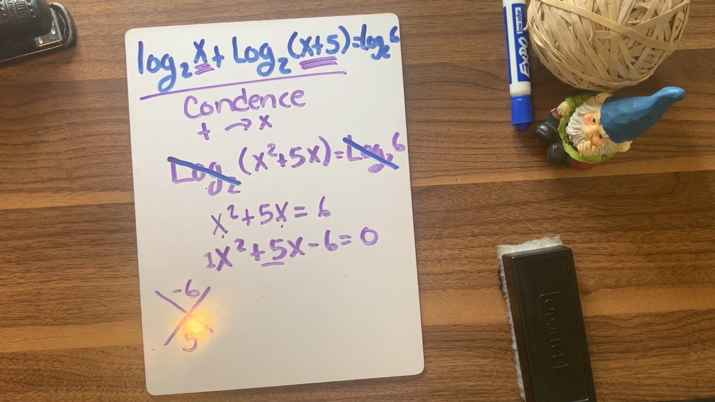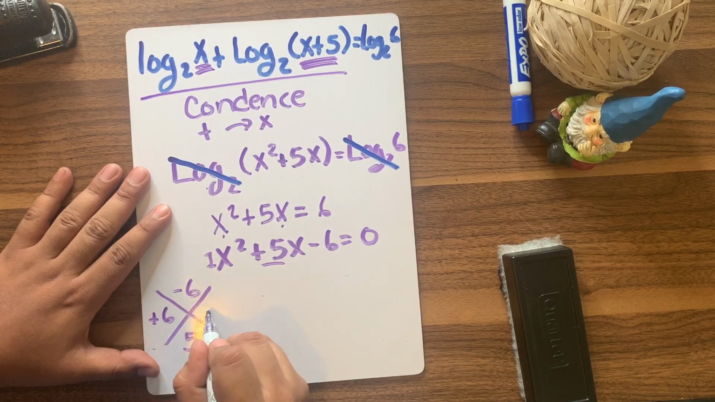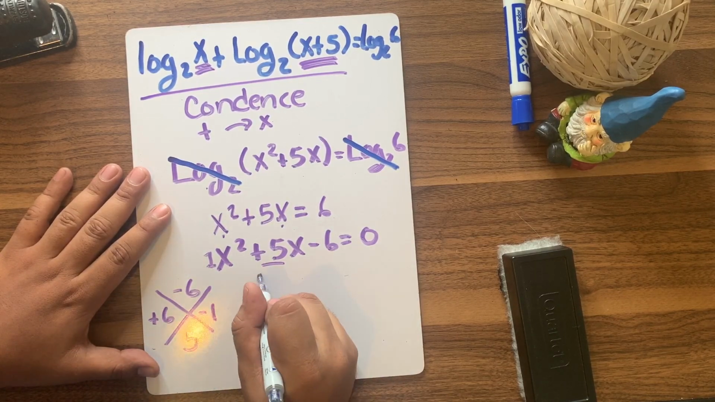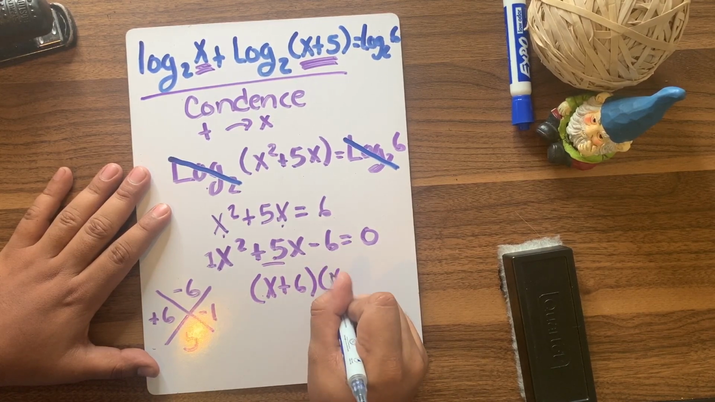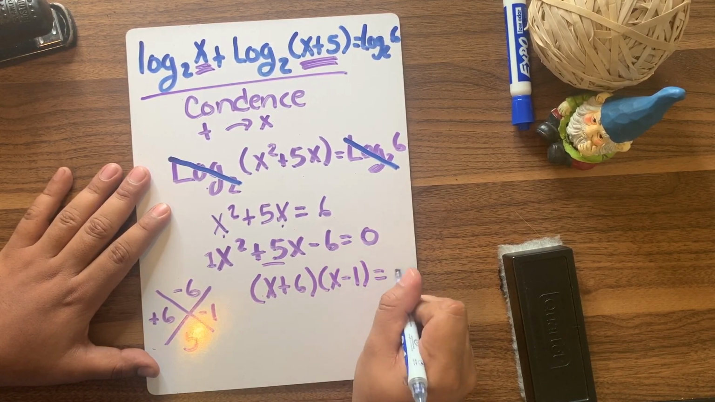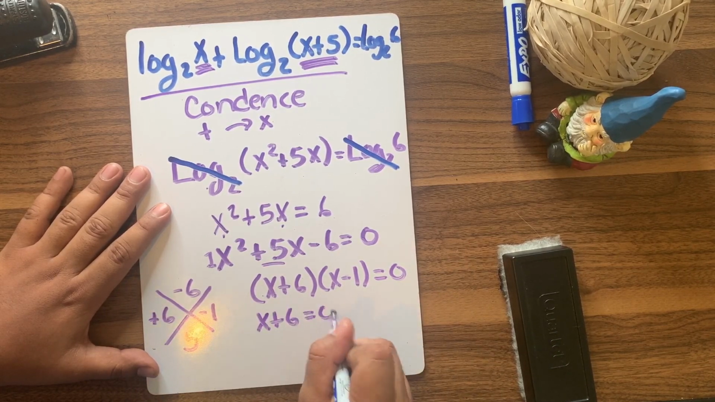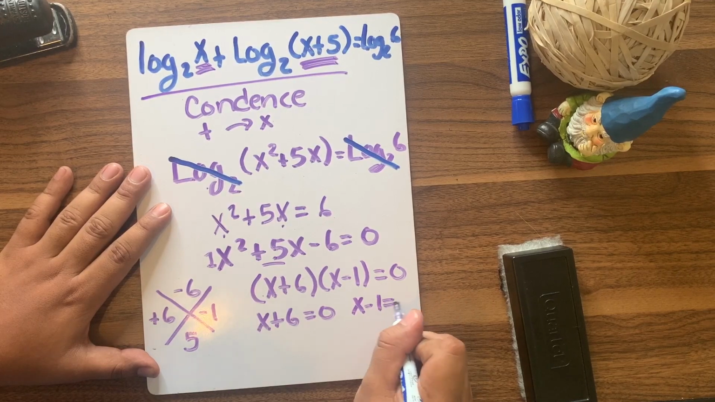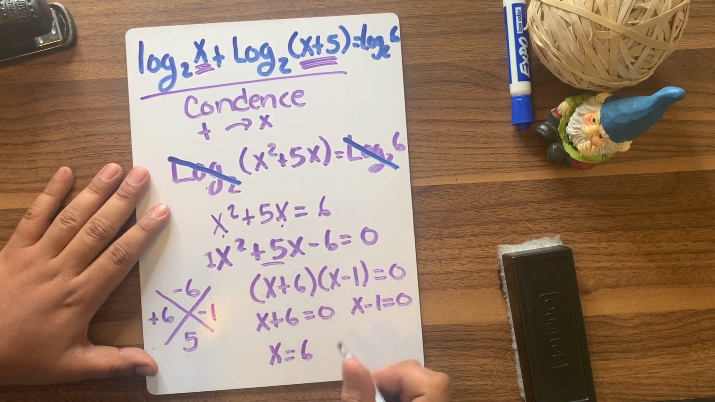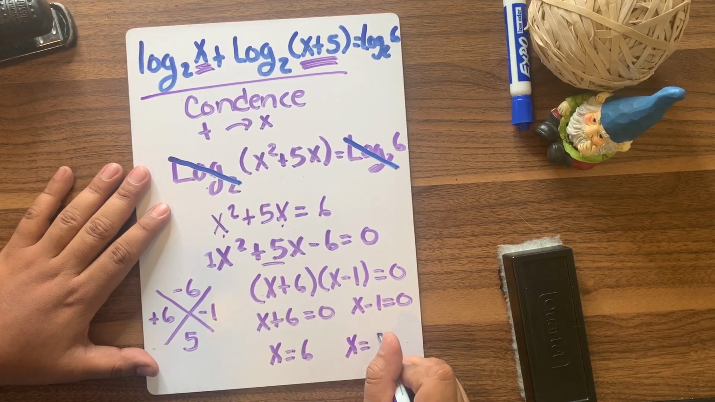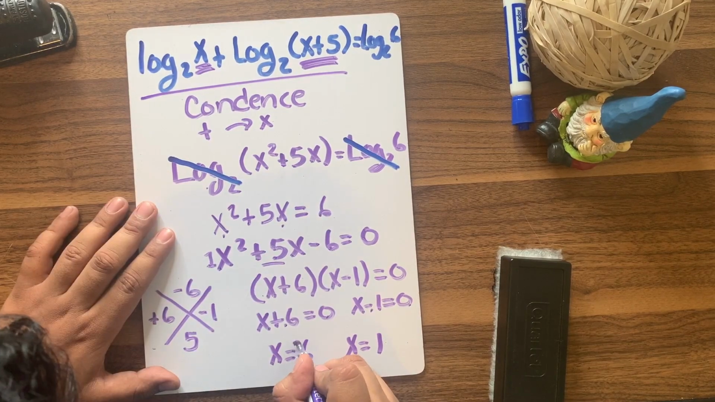So what two numbers multiply to negative 6 that combine to 5? Well, that will be positive 6 and negative 1. So because a is 1, these are my factors. And then we're going to do the zero factor property that says x plus 6 is equal to 0, x minus 1 is equal to 0. Therefore x is equal to negative 6 and x is equal to positive 1. And let me go change that positive 6 to negative again.